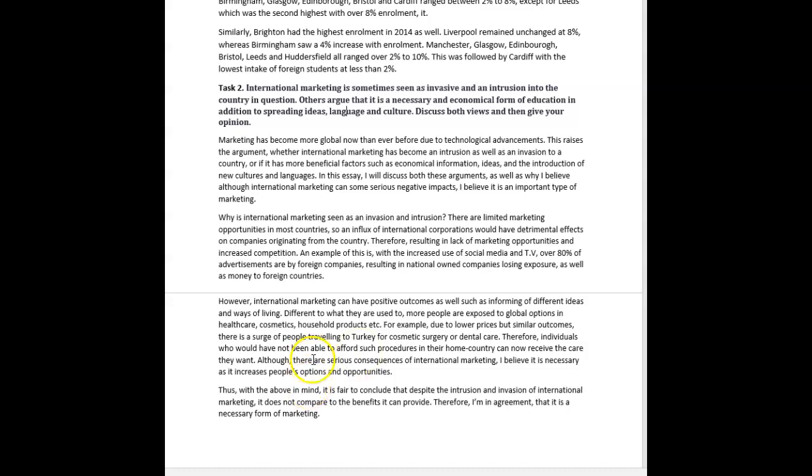Although there are some serious consequences of international marketing, I believe it is necessary as it increases people's options and opportunities. Okay, so this example of going to a foreign country to get medical procedures, it's not really an example of international marketing. So I can't really say this is 100% appropriate here. And again, there were some grammar problems that created an issue here.